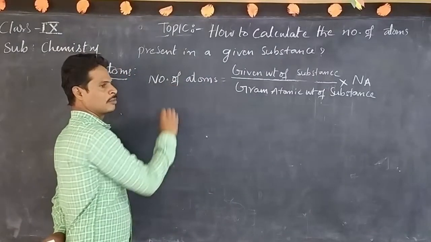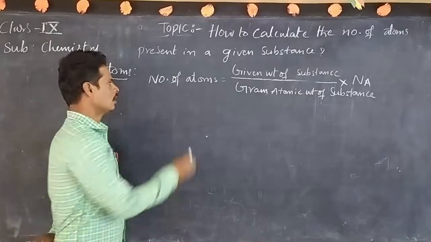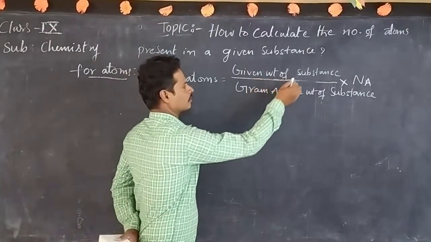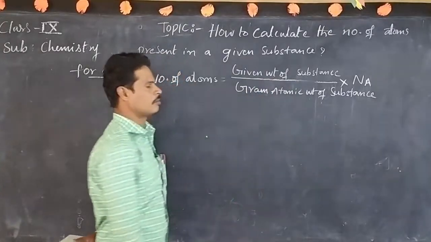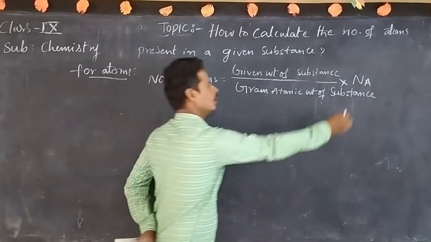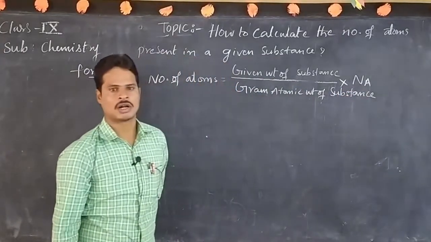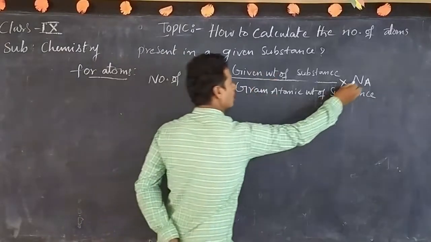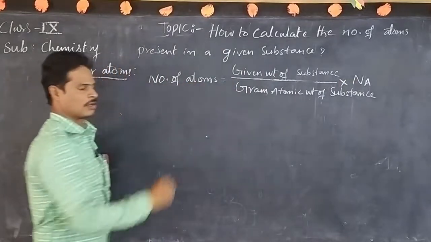Here, how can you calculate the number of atoms present in a given substance? Number of atoms equal to given weight of substance by gram atomic weight of substance into Na. Na means what? Avogadro number. So we know all these values, we can apply this formula.